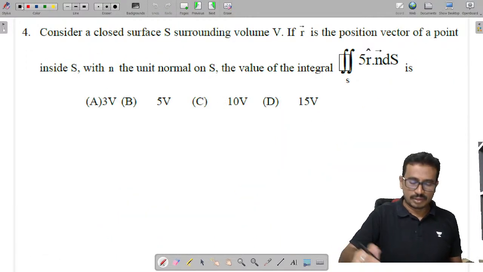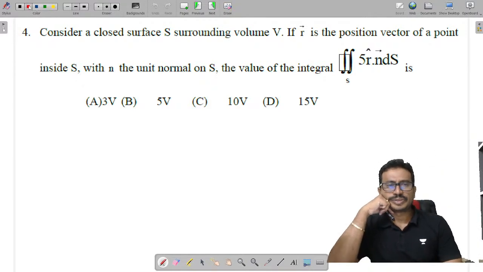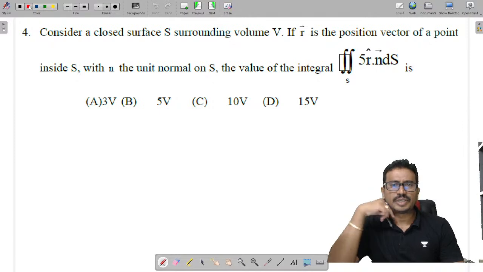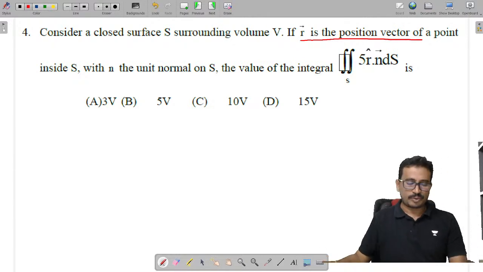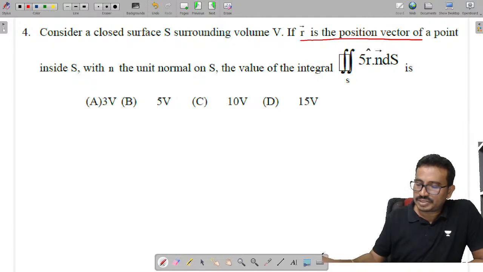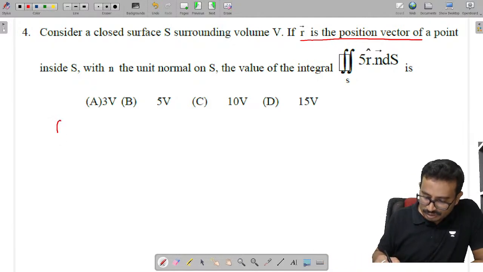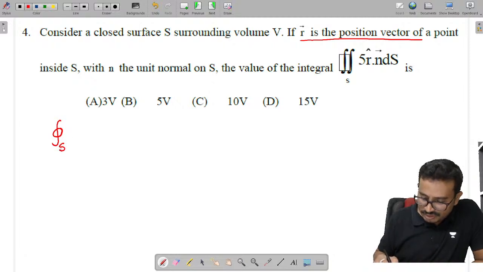Next, take the next problem. Consider a closed surface S surrounding a volume V, where r bar is a position vector of the point on S. Now they are asking to find the value of this integral. They are asking to find the closed surface integral of 5 into r bar dot n cap into dS.